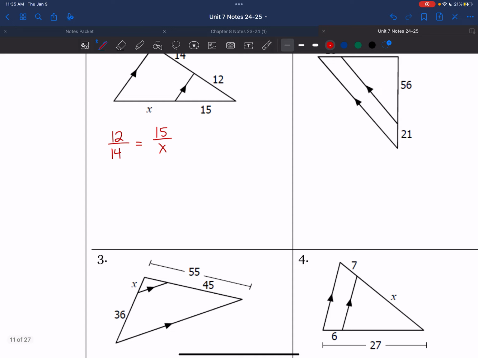So I've got a proportion, and I want to get rid of my fractions, so I'm going to cross multiply. I've got 12 times X gives me 12X, 15 times 14 gives me 210. And then I'm just going to divide by 12 on each side to get X by itself. And so I've got X equals 17.5.